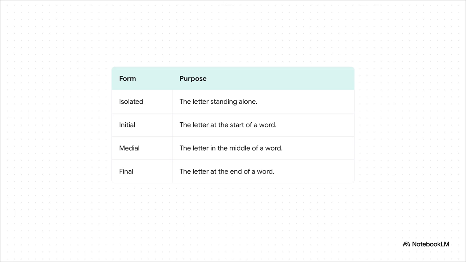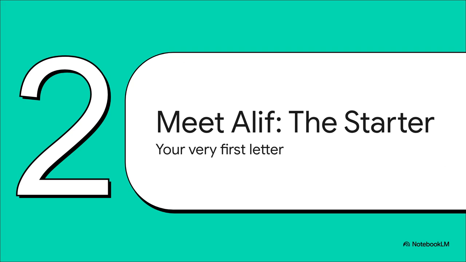So here's the deal. Every letter has up to 4 shapes, or forms. You've got the isolated form, for when it's all by itself, and then you have the initial, medial, and final forms for when it's connecting to other letters. But listen, we are not going to sit here and try to memorize a big chart. No way. We're going to learn these through simple, easy-to-remember patterns. All right, let's do this.